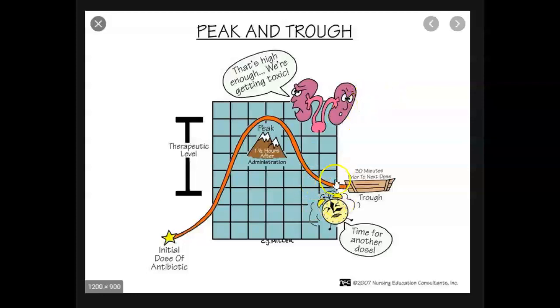So the trough gauges the lower level of concentration of medications. It is drawn, a blood drawn immediately before the next dose of medication, right? It's the lower level, so it's right before a dose. And if the trough is off, if it's not correct, then we notify the physician and they may change the frequency or amount of medication that they've prescribed.